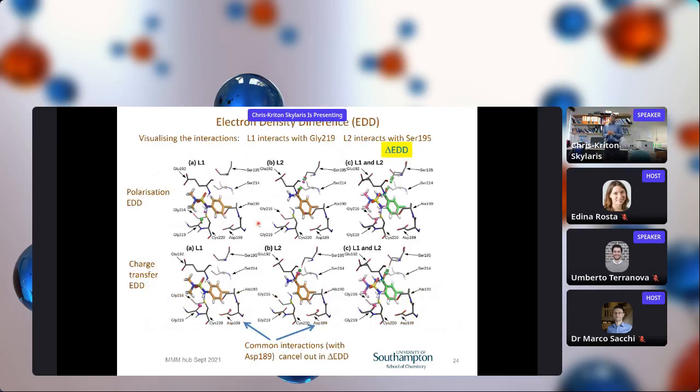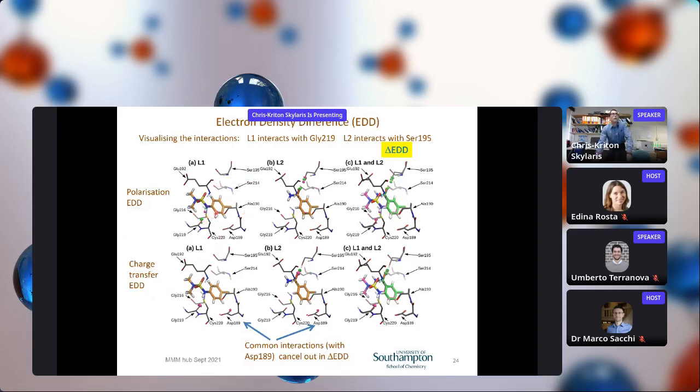Another thing we can do here is to visually understand how these interactions happen. So here we can do electron density differences. This is the difference in polarization when you allow the density upon binding to polarize but not transfer. And then the second electron density difference for charge transfer, where you go from polarization to electron transfer. And these are the two ligands, ligand 1 and ligand 2.